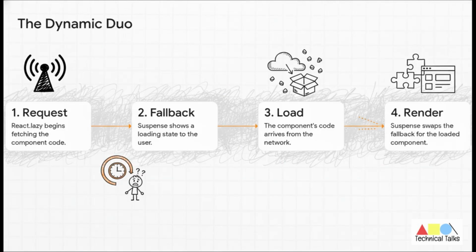So let's walk through how this beautiful partnership works. Step 1. React hits your lazy component, and that kicks off a network request to grab the code. Step 2. Instantly, the Suspense component wrapping it says, "Whoa, not ready yet," and shows your loading fallback. Step 3. The code arrives from the network. And finally, Step 4. Suspense automatically and seamlessly swaps out that loading indicator for your fully loaded component. It's this perfect, elegant little dance.